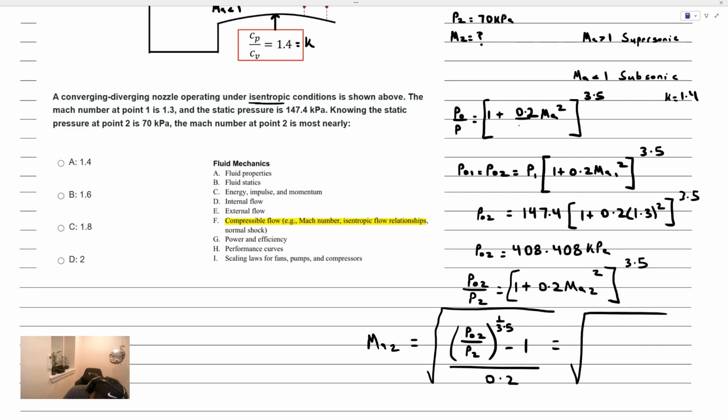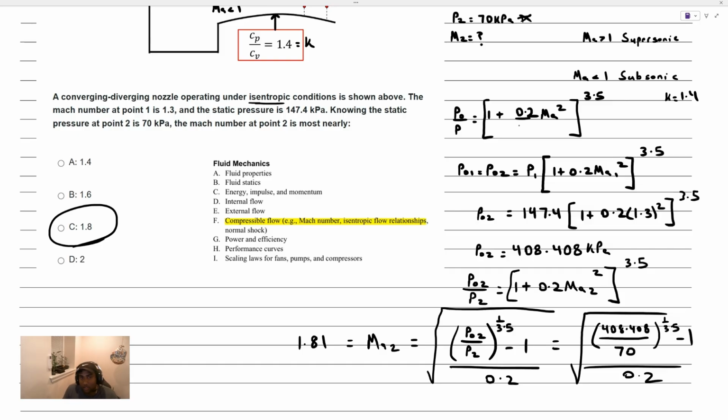It's the square root of the total pressure, around 408.408, divided by the static pressure at state point 2, which was given as 70, raised to the 1 over 3.5, minus 1, divided by 0.2. That gives 1.81, which is pretty close to 1.8, so it looks like the answer choice is answer choice C.